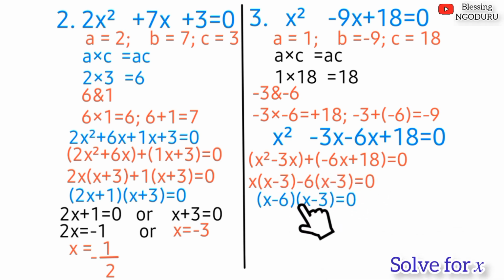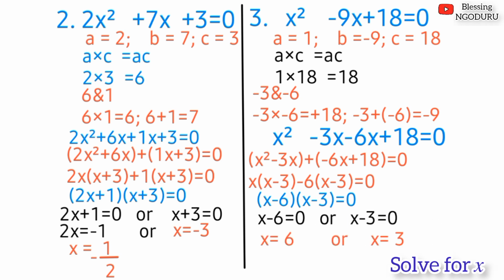Let's equate each of these to 0. So either x minus 6 is equal to 0 or x minus 3 is equal to 0, such that x will be equal to, when you take minus 6 to the right hand side, becomes positive 6, or x will be equal to, when you take minus 3 to the right hand side, becomes positive 3. So the solutions for these equations are either x equal to 6 or x equal to 3.